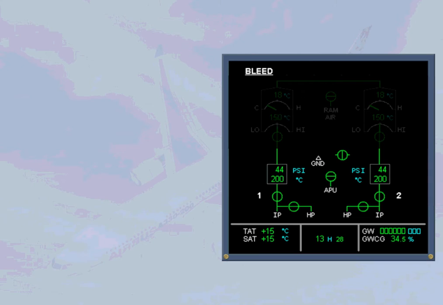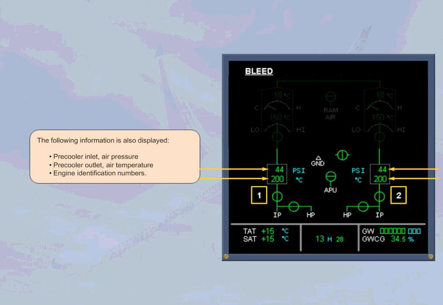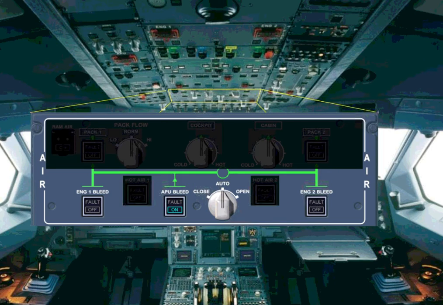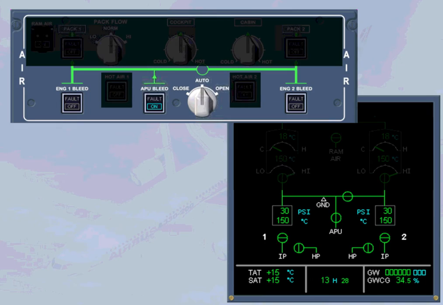Wing information is also displayed. Pre-cooler inlet air pressure. Pre-cooler outlet air temperature. And engine identification numbers. Controls for the pneumatic system are part of the air panel located on the overhead. Again, we have shaded those controls which belong to the air conditioning chapter. Each engine bleed valve is controlled by its associated push-button switch on the air panel. The APU bleed valve is controlled by its associated push-button switch. The cross-bleed selector enables the pilot to open and close the cross-bleed valve manually, or to let the system operate the cross-bleed valve automatically.